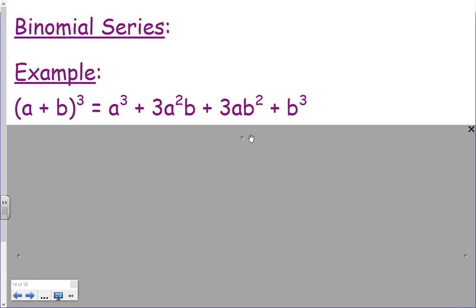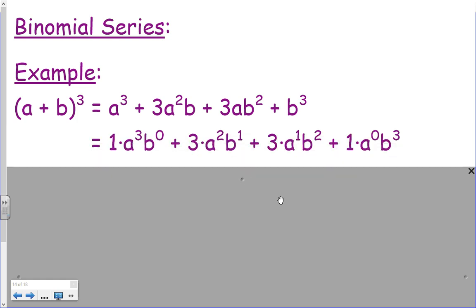Now the question is, where does that come from? If I know I'm taking a plus b and raising it to the third power, how do I come up with that? Well, the key there is to rewrite this using all the terms and actually writing in the coefficients to help you look for the pattern. The a cubed is really a coefficient of 1 times a cubed times b to the 0. Of course, anything to the 0 power is 1, so that's why we usually leave that off. The one out front we usually leave off. So that's why it was just a cubed.